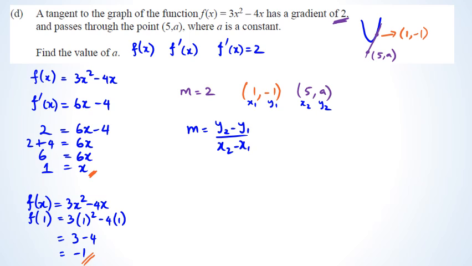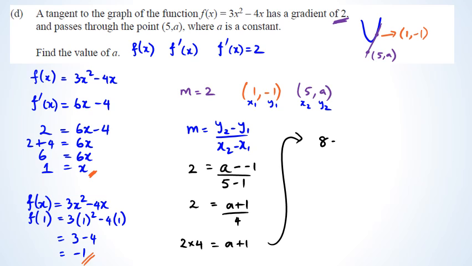And now it's just a matter of substituting, because m is equal to 2, so I can put that as 2. y2 is a, y1 is negative 1, divided by x2 is 5, x1 is 1. So simplifying this, I'm going to get 2 equals a plus 1 divided by 5 minus 1, which is 4, and then cross multiplying, I get 2 times 4 is equal to a plus 1. Carrying on, I've got 8 is equal to a plus 1, which means a is equal to 8 minus 1, and I end up with a is equal to 7.